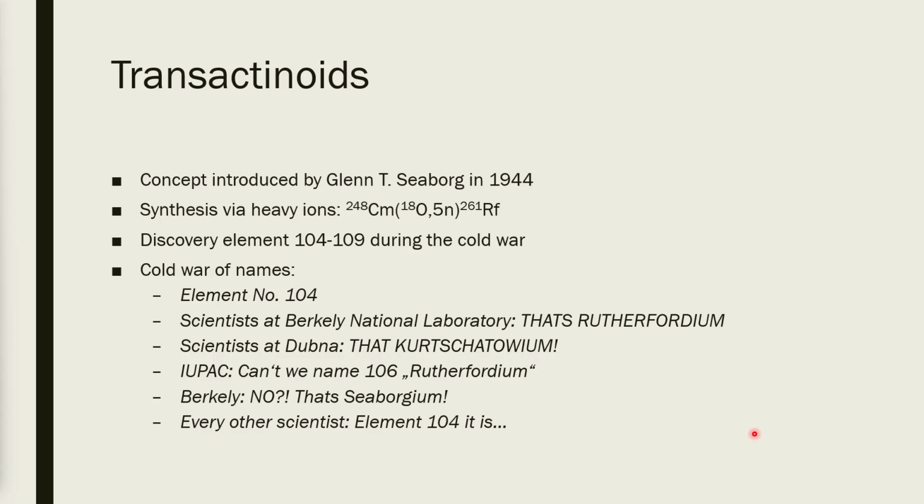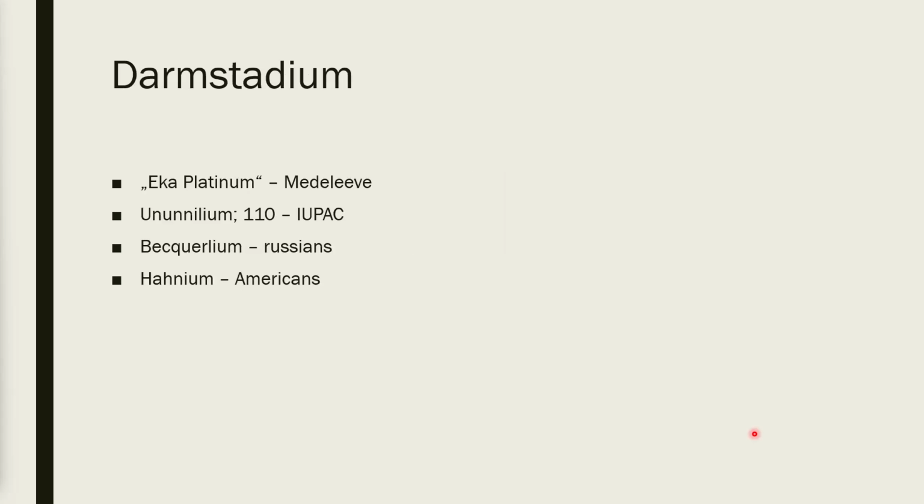There's another interesting story about naming different transactinides. So now we know how Rutherfordium came to be and the whole fight of naming this element, but also Darmstadium had a really interesting naming history. It first had the name Eka-Platinum, which was derived from Mendeleev because, well, it was below platinum, and IUPAC also had their name, and the Russians wanted to call it Becquerelium after Henri Becquerel, and the Americans wanted to call it Hahnium after Otto Hahn.